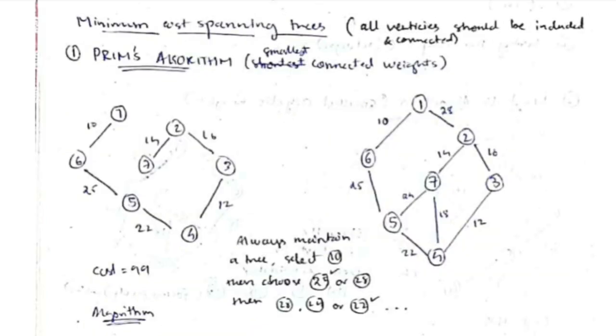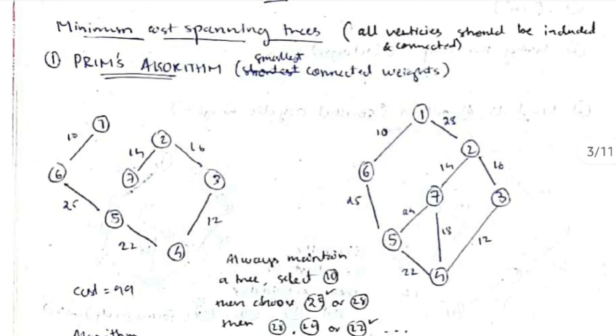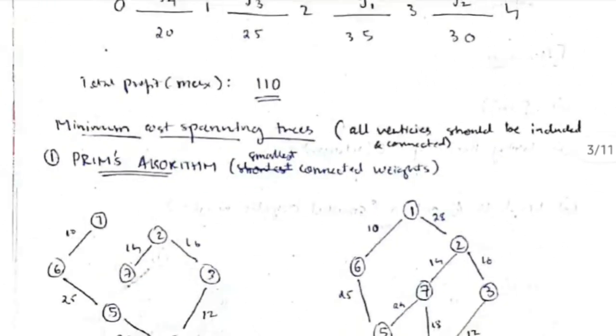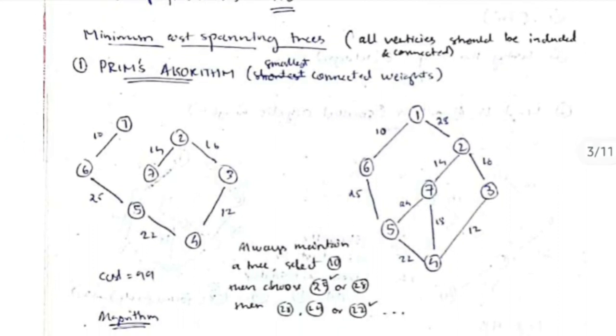The next topic is minimum cost spanning trees. What's a spanning tree? In a spanning tree, all vertices of the graph should be included and connected. Initially we'll be given a graph here. Let's discuss the first one, which is Prim's algorithm. In this, remember this code: smallest connected weights.